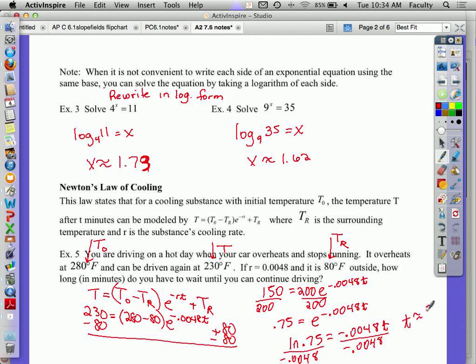When I did that, I got 59.93, which is really about 60 minutes or 1 hour. So if you wanted to write your answer as a sentence, we would want to say it takes about an hour before I can continue to drive. Okay? Something along those lines.